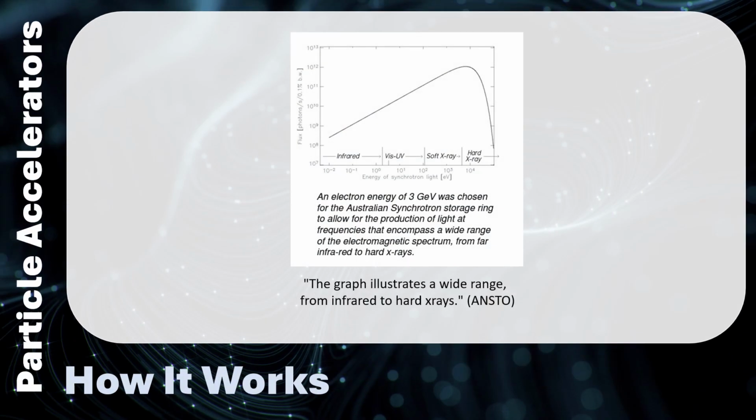Earlier, I discussed the energy level of 3 GeV. This was specifically chosen, along with the varying magnetic acceleration methods, to generate the following spectra of photons from synchrotron radiation. The graph illustrates a wide range from infrared to hard X-rays.